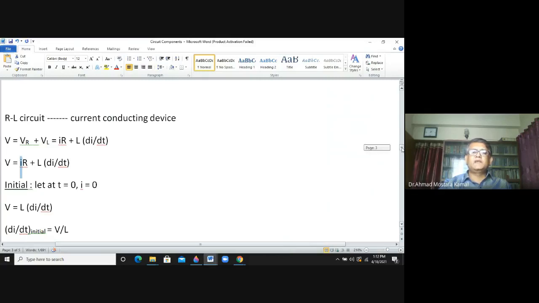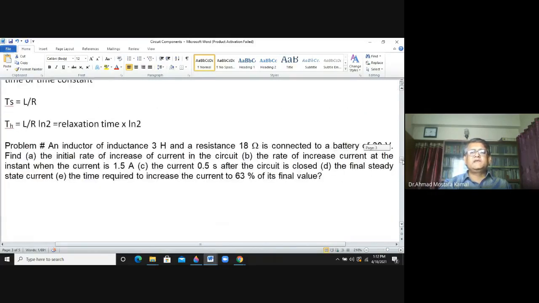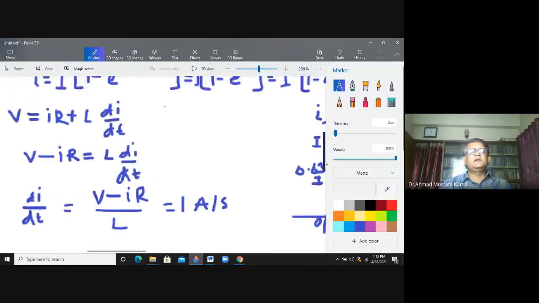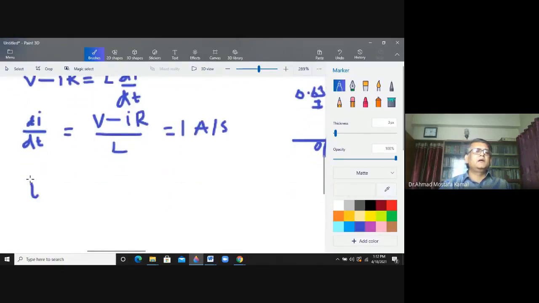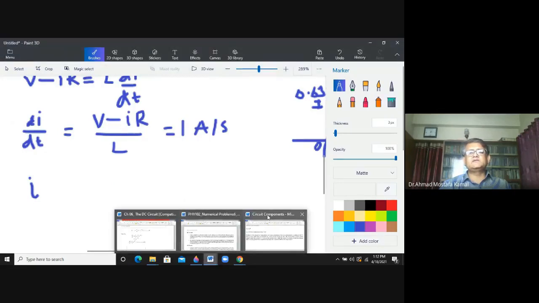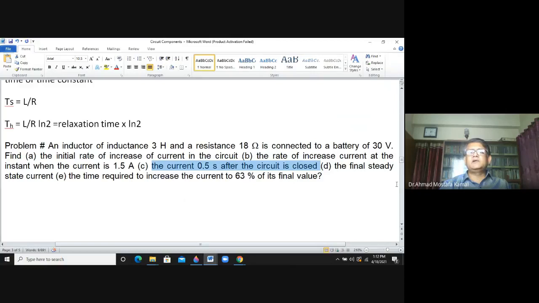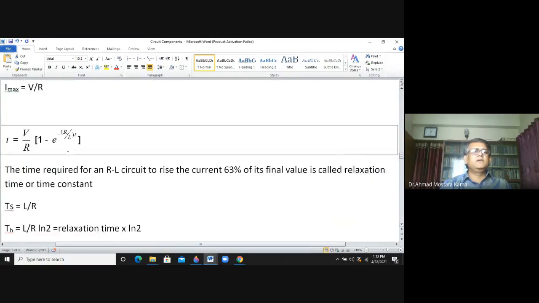Next problem, number C. This needs a calculator. The current 0.5 second after the circuit is closed; that equation is to be used here. I equal to V by R times 1 minus e to the power minus R by L into t. Please do it, use this equation.